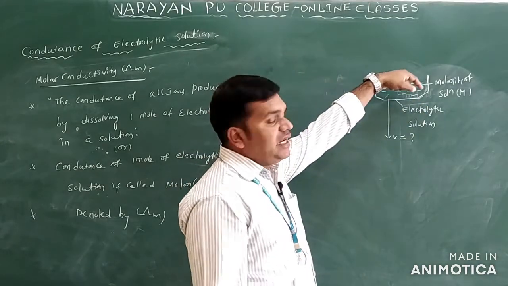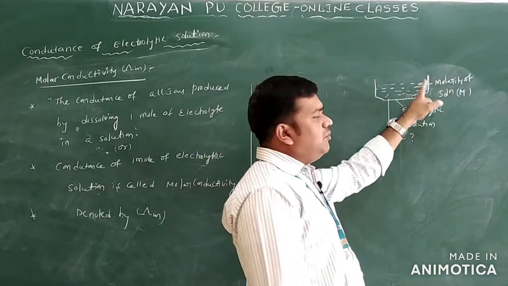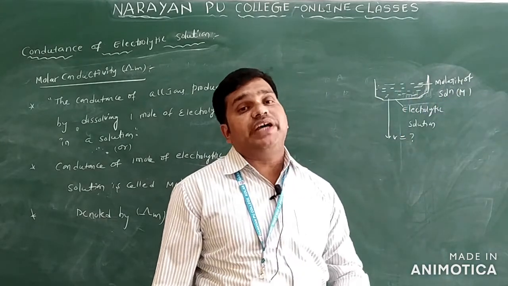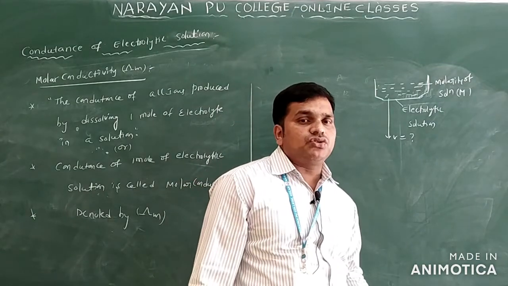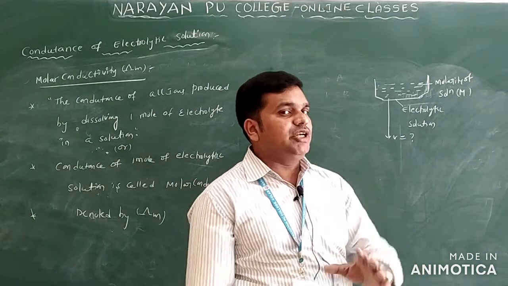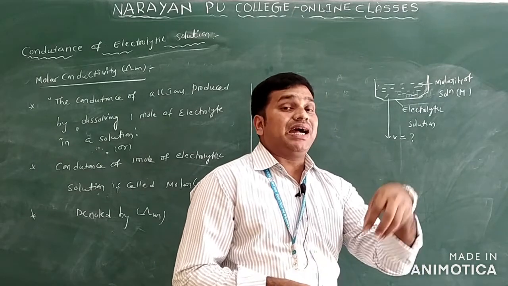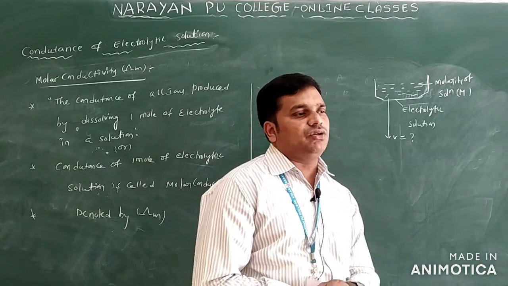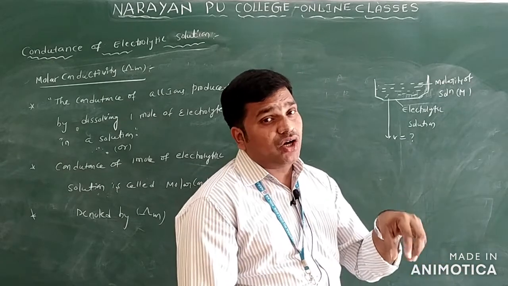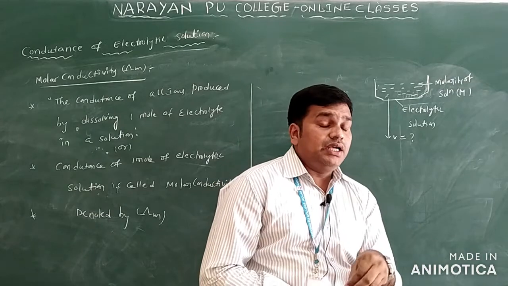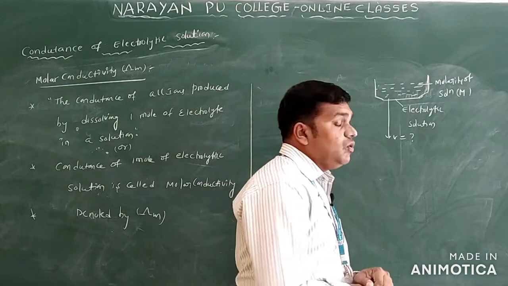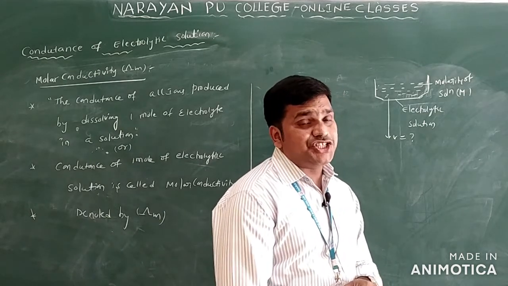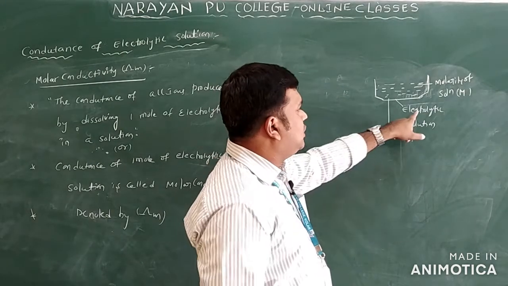If the electrolyte is dissolved in this solution, the ions can move freely in the solution. Conductance is due to the flow of ions. Whenever all the ions dissociate in the solution, they produce conductance. How much solution are we taking? 1 mole of electrolyte. The conductance of all ions produced in 1 mole of electrolytic solution is called molar conductivity, denoted by capital M.